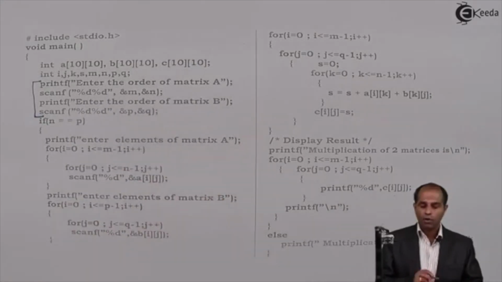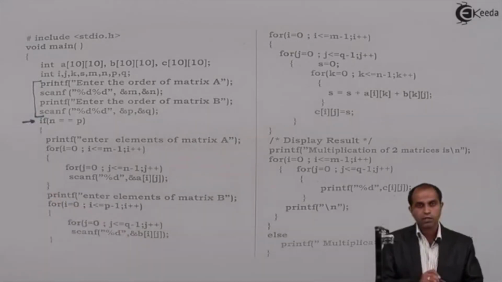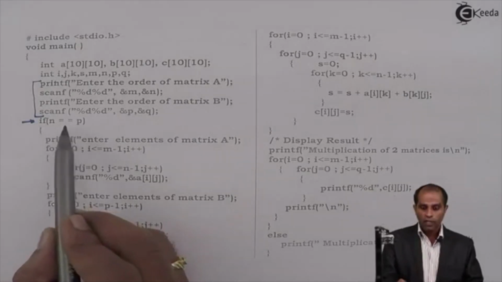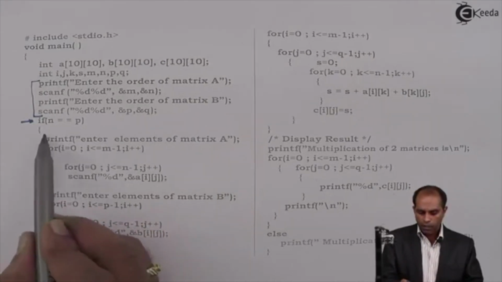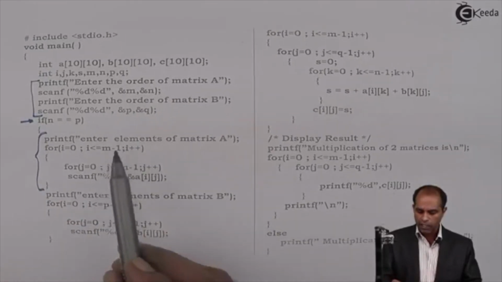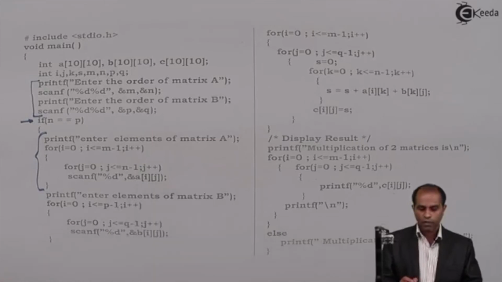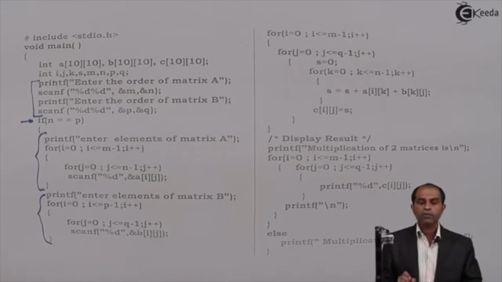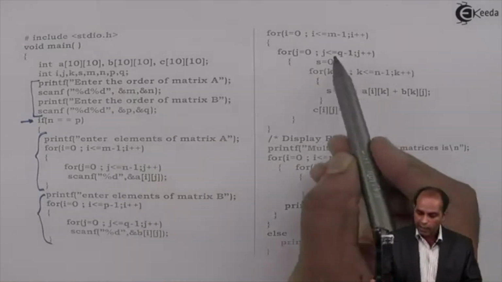Okay. First, read the orders of the matrix. Once the matrix orders have been read, then check the condition. The condition is that the columns of the first matrix, that is n, should be equal to the rows of the second matrix, that is p. So n equal to p. If this is true, then proceed with the operation, that is, read elements of matrix A. In this, I'll say m and n, ampersand of A of ij, and here I'll say p and q and ampersand of B of ij. So read matrix A, read matrix B, and then get matrix C.